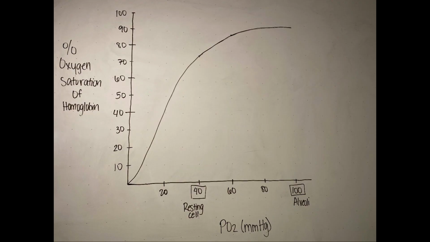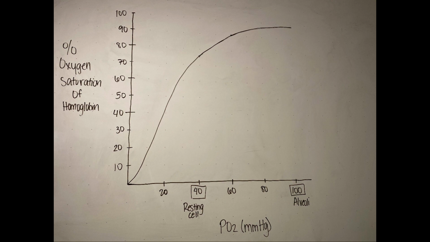Okay, so let's start by talking about the x-axis and the y-axis. The y-axis is the percent saturation of hemoglobin, and this is how much hemoglobin has oxygen on it, right? We just said that. And the x-axis is the partial pressure of oxygen, which can change as blood moves through your body. So the PO2 is different at the lungs than it is at the tissues, because the lungs have more oxygen than the tissues.